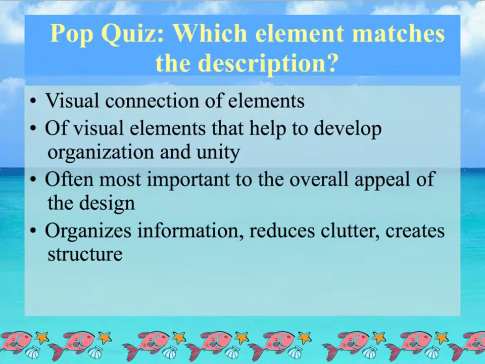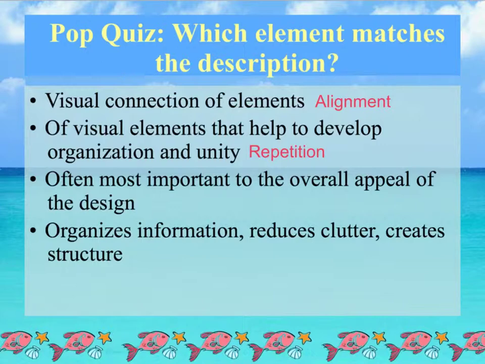Here you go. First question, all you need to do is identify which element of CRAP, contrast, repetition, alignment, proximity, matches the description. The first one, visual connection of elements. That, of course, is alignment, and you knew that, right? The next statement, visual elements that help to develop organization and unity. Which element is that? That, of course, is repetition.